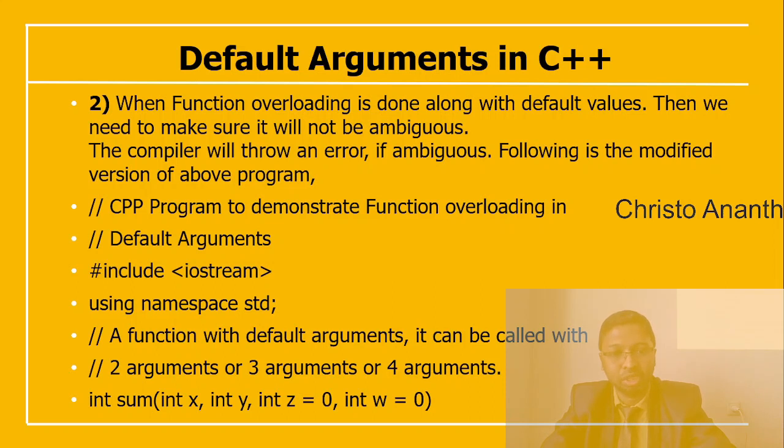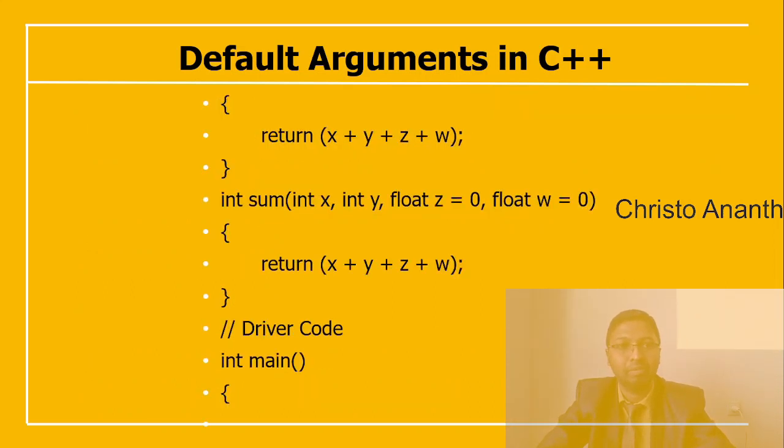So #include <iostream>, using namespace std. This is a function with default arguments. It can be called with 2 arguments, or maybe 3 arguments, or maybe 4 arguments. So int sum(int x, int y, int z = 0, int w = 0), everything mentioned in a single line. Return x + y + z + w. Then you have int sum(int x, int y, float z = 0, float w = 0). Return x + y + z + w. So this is how the function overloading takes place.